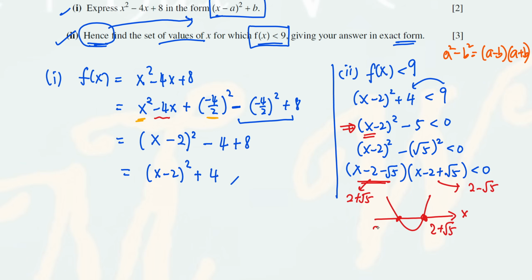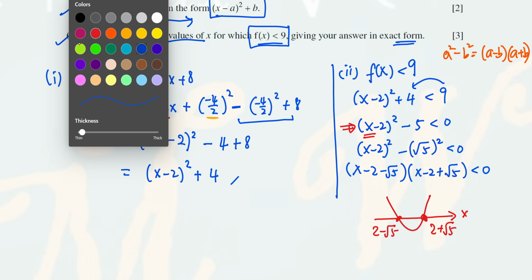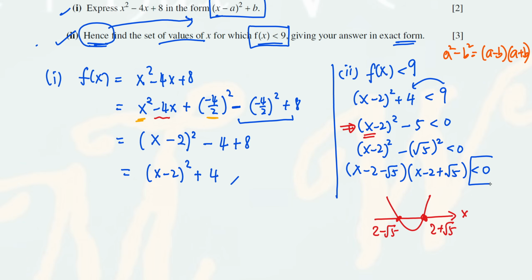And the 2 minus square root 5 will be smaller, or maybe it is a negative value. So here we will just ignore these two values, no need to write them down. And then as the final answer, look here, this is less than 0. Less than 0 means the graph will be below the x-axis, because when you do expansion, that is f(x) less than 9, or I would say this is f(x) minus 9.